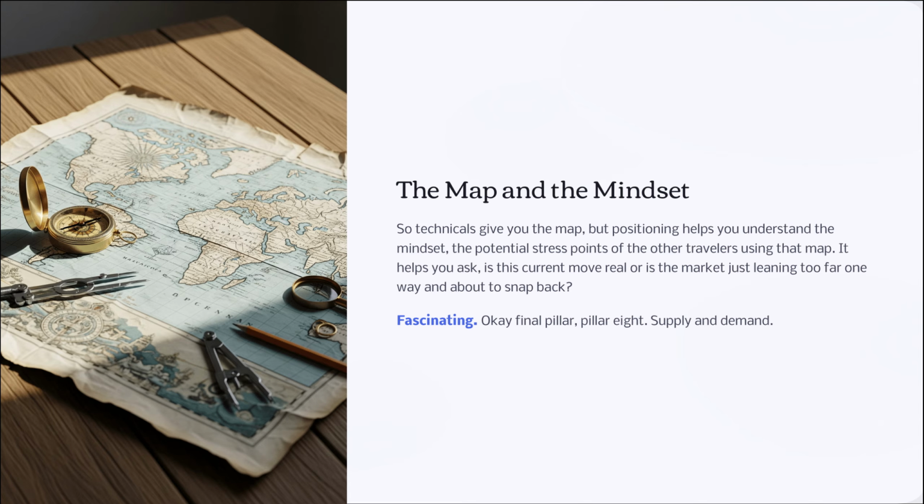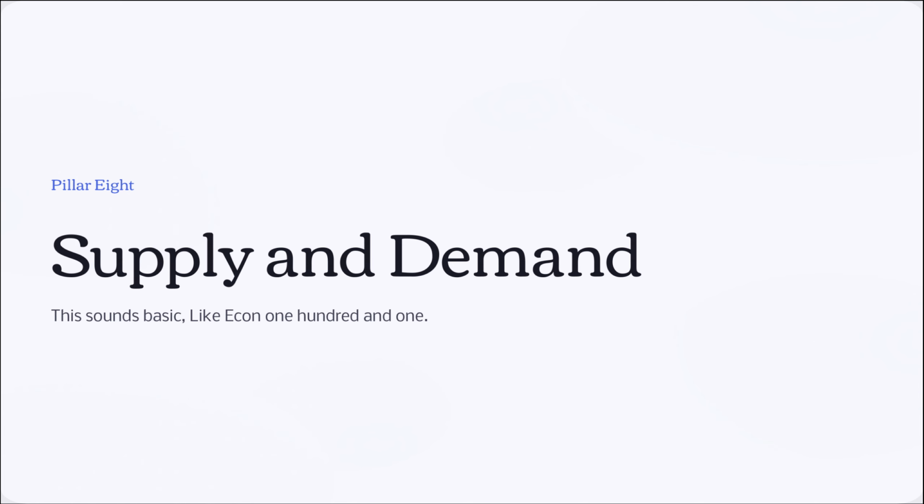It helps you ask, is this current move real, or is the market just leaning too far one way and about to snap back? Fascinating. Okay, final pillar. Pillar 8. Supply and demand.